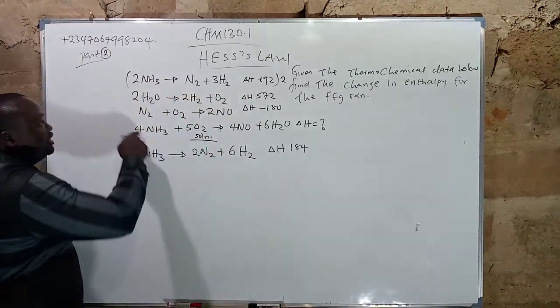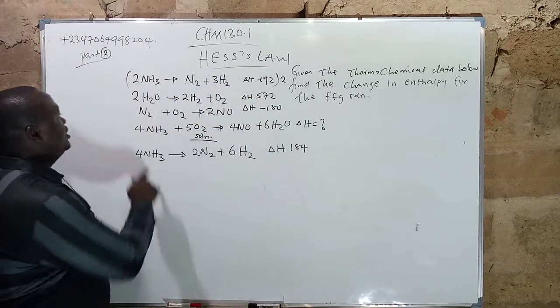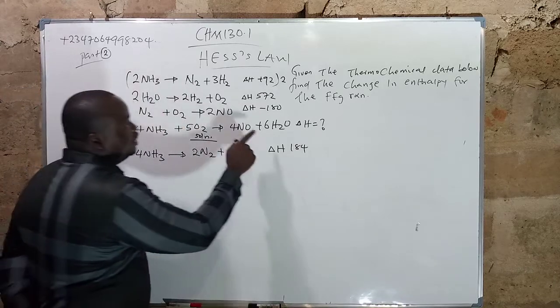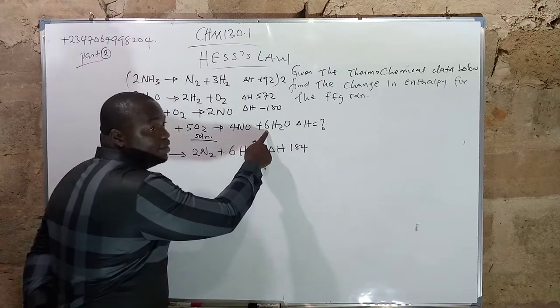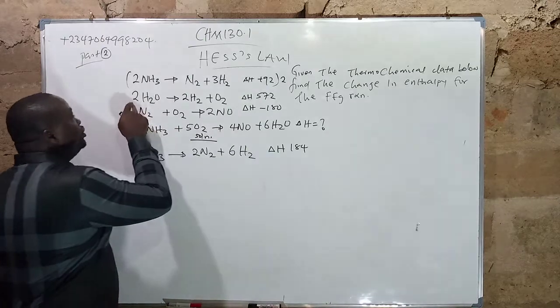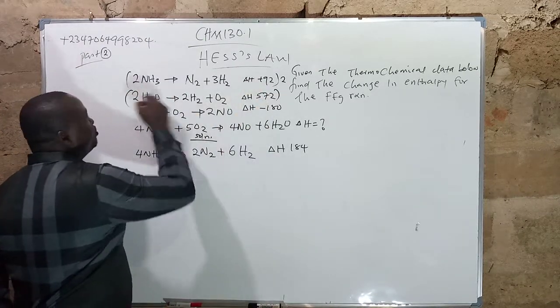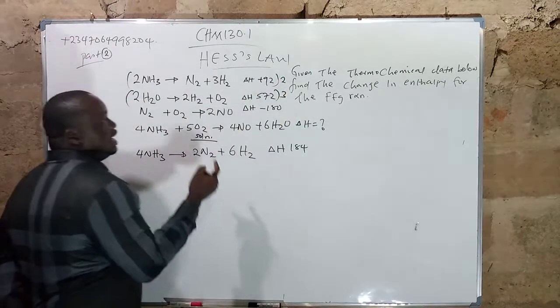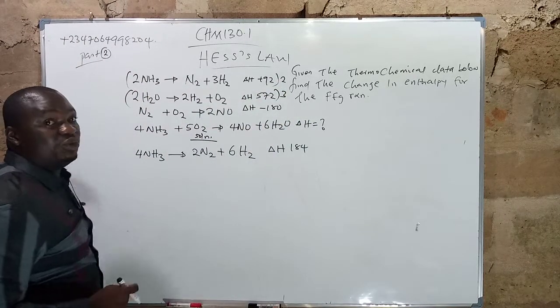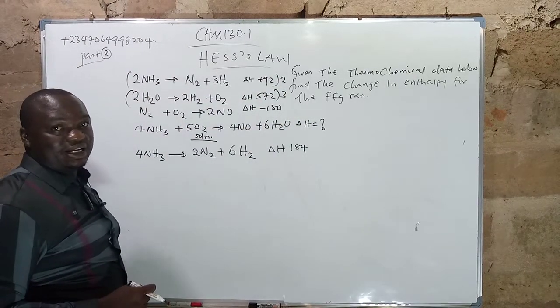So revising this reaction, and also note something, the moles of water is 2 here, the moles of water is 6 here. So for me to get the same moles of water, what am I going to do? I have to multiply this reaction by what? By 3. And then I have to revise it. I'm going to do it straight, direct.